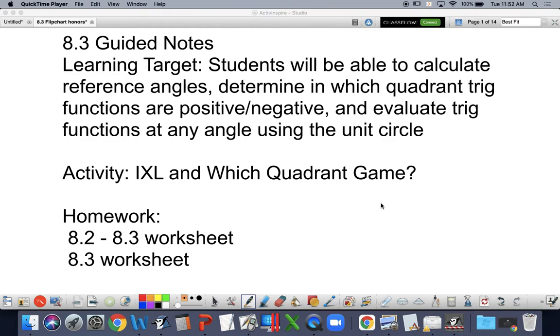Normally I would play a fly swatter game where we all come up to the board and we get in each other's business. But with COVID, we'll just be holding up our fingers 1, 2, 3, or 4 for the quadrants. And then we're going to fill out our unit circle.